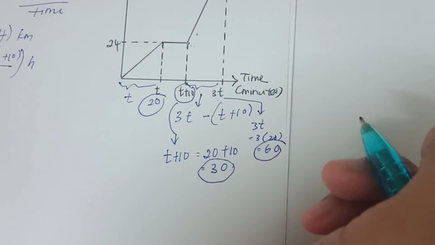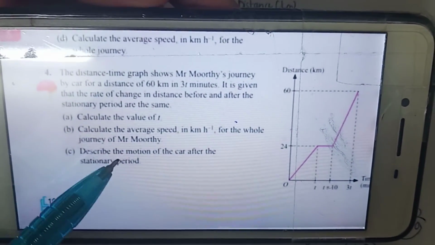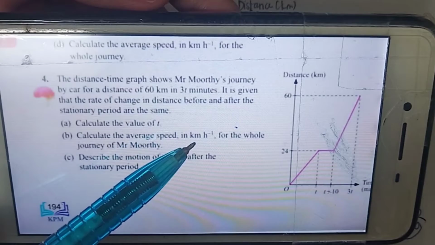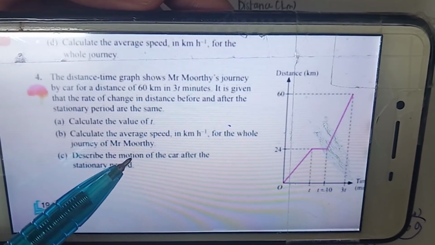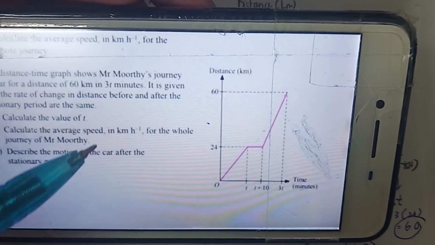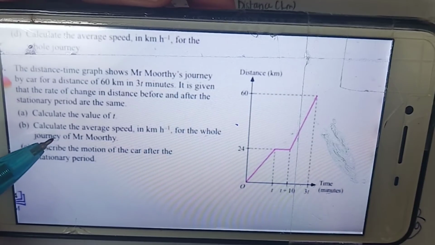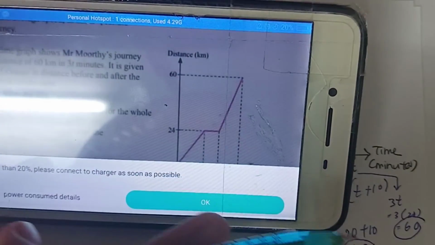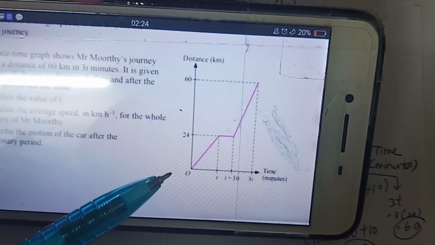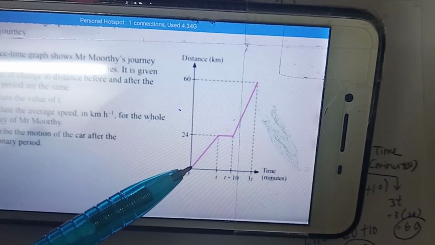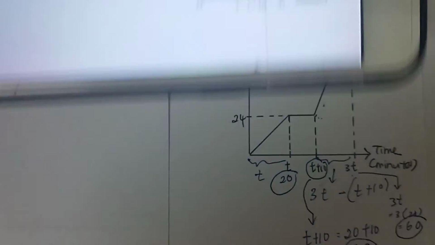Okay, please remember. Now, look at the second question. Calculate the average speed in kilometer per hour for the whole journey of Mr. Murthy. Okay, average speed for the whole journey. So if we're talking about the whole journey, it means from the beginning to the end. Okay, whole journey means the entire journey. So from the start until the end. So what is the distance for the average speed? Okay, let's look at the formula first.